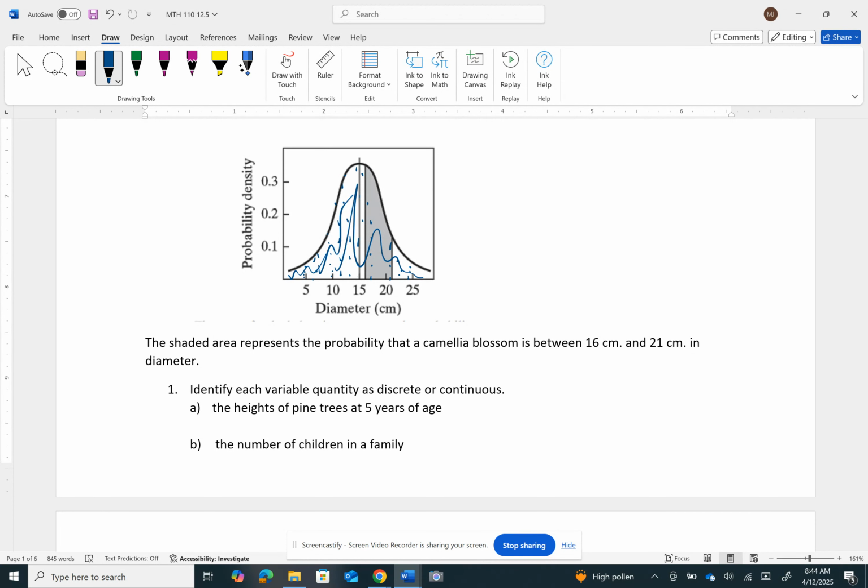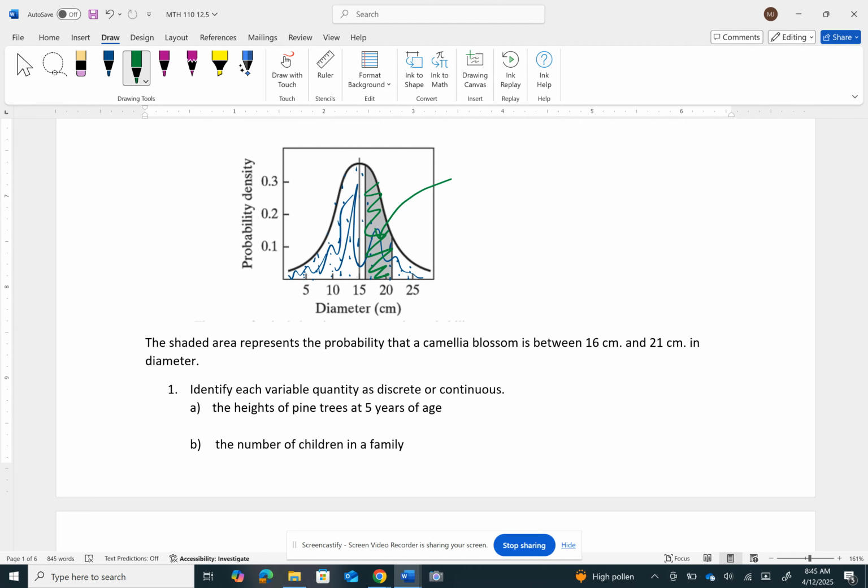That's the mean. All right, and then what you see shaded on this one, this region right here, would be the area under the curve from 16 to 21, but it would represent the probability that a camellia blossom would be between 16 and 21 centimeters. So if I randomly selected a camellia blossom, the probability that it would be between 16 and 21 centimeters, okay, would be what that area under the curve represents.